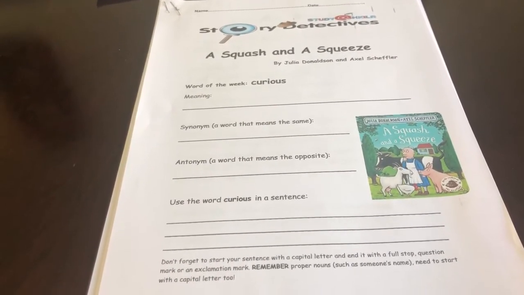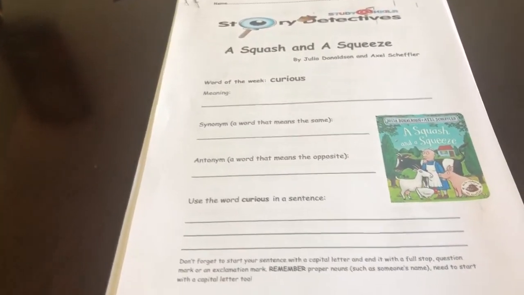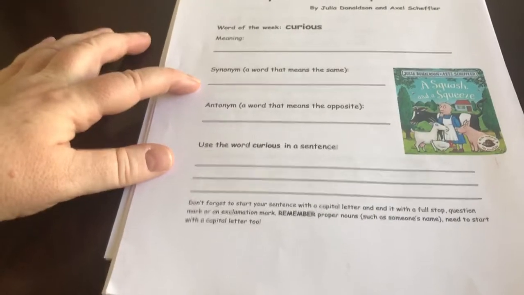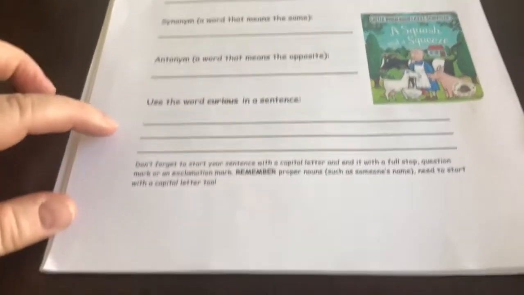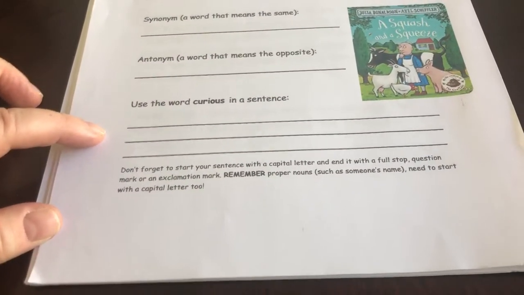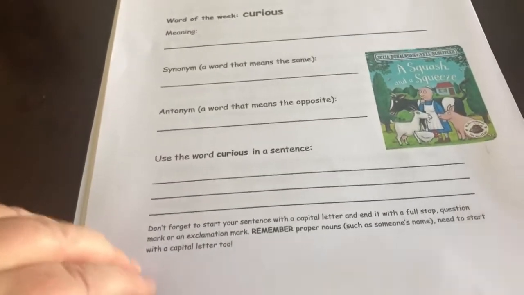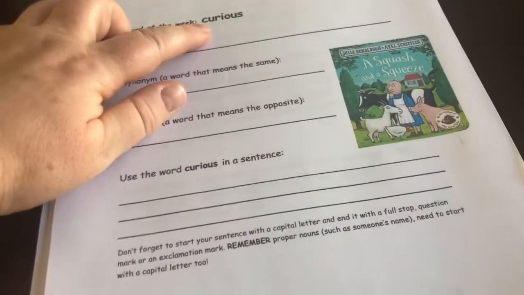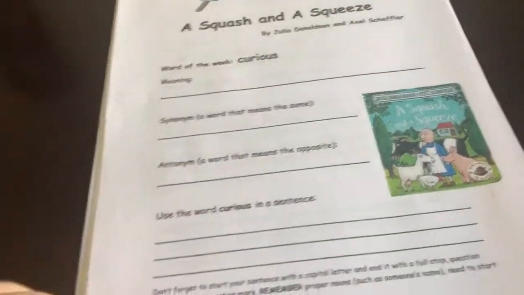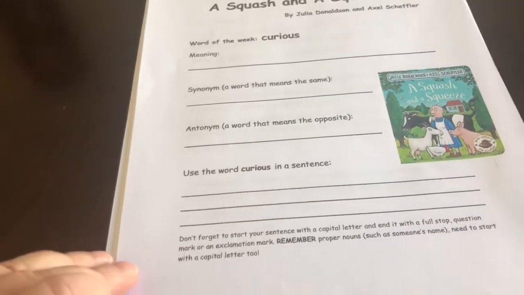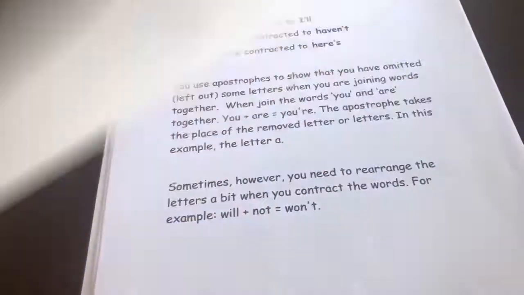So the first page here, we have our word of the week, curious, and have a look back through video 2 to see exactly the meaning, choose a synonym and an antonym, and then let's see you write the word curious in a sentence so I can see that you've really understood it. And please try and use the meaning that we've used it in this book, which is unusual or peculiar, not the curious that means you want to find something out.